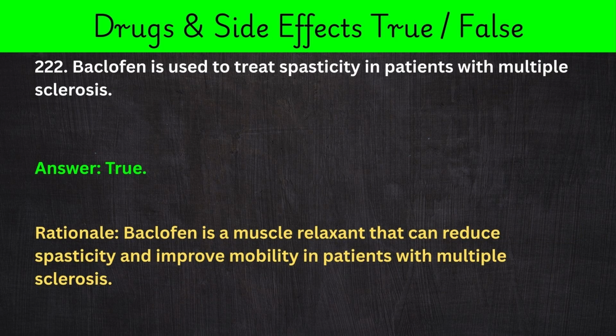222. Baclofen is used to treat spasticity in patients with multiple sclerosis. Answer: true. Rationale: baclofen is a muscle relaxant that can reduce spasticity and improve mobility in patients with multiple sclerosis.